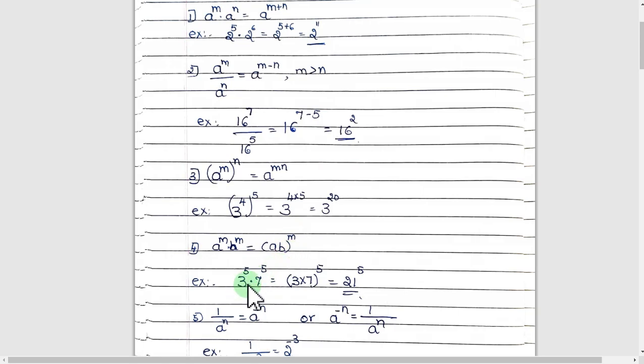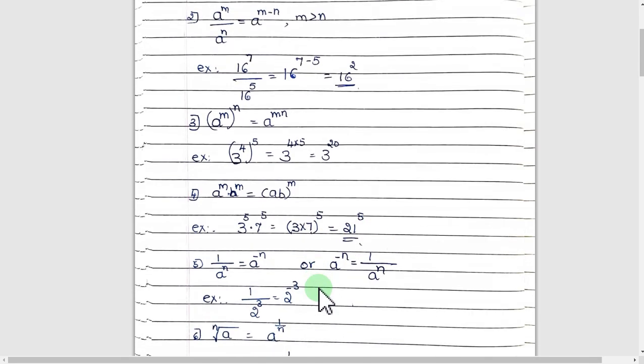For example, 3 to the power of 5 into 7 to the power of 5. See, here bases are different, powers are same. So a into b. So 3 into 7 as the base, and the power 5 is written only once. So 3 into 7 is 21. 21 to the power of 5.